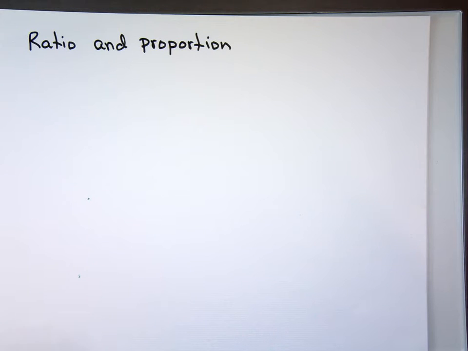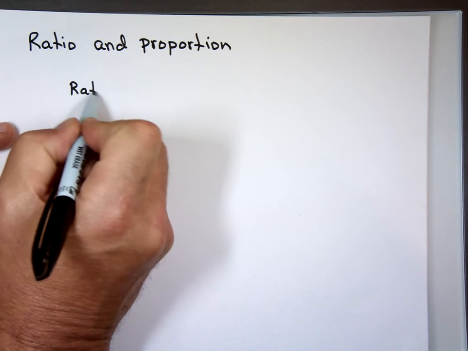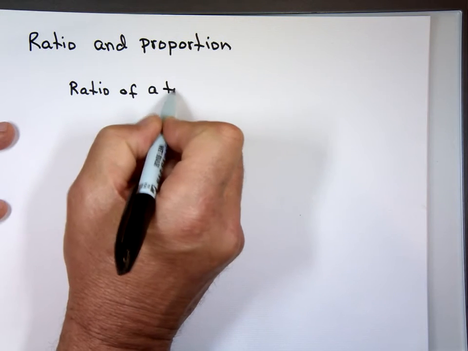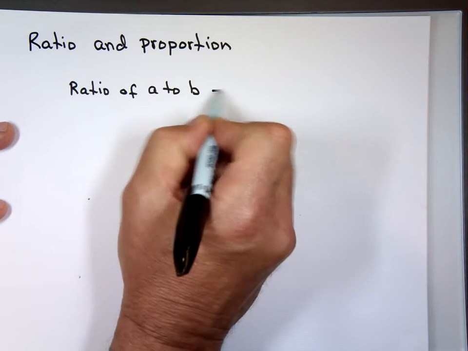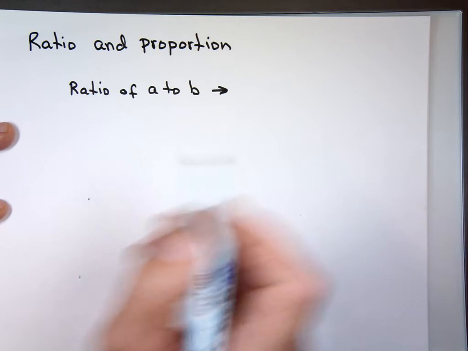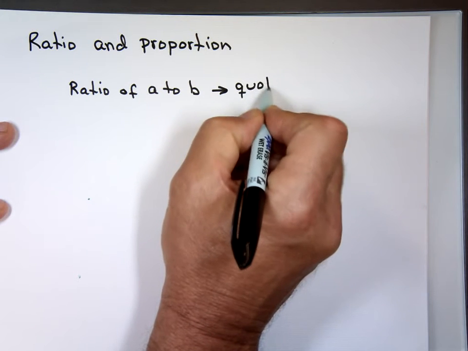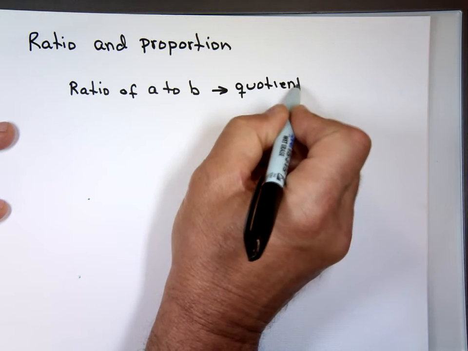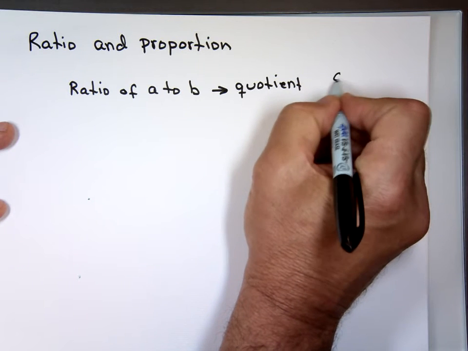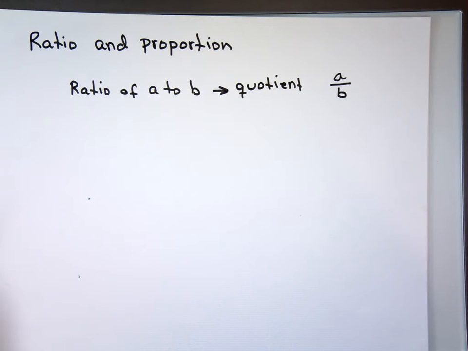Okay. When I write the ratio of A to B, ratio means the quotient. So the quotient, that's what ratio means. So the way you write that, the first one you see is the top one, the second thing that you see is the bottom one, A to B.